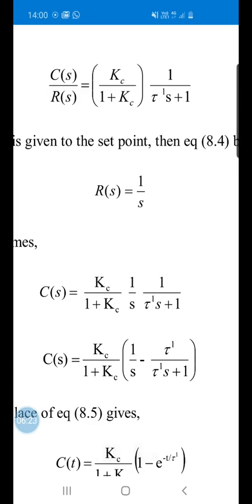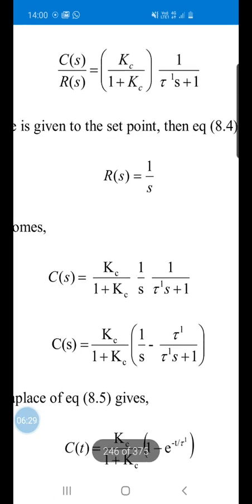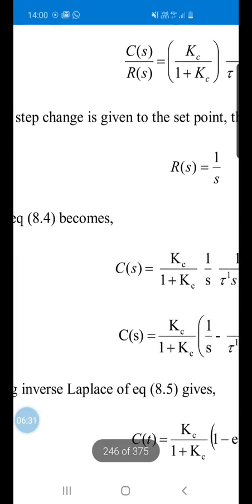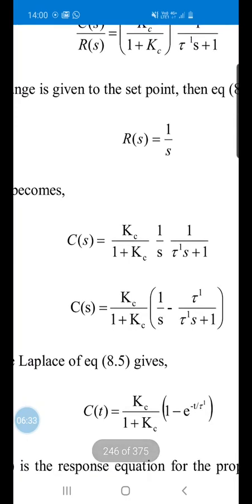C of s becomes Kc upon 1 plus Kc into 1 by s into 1 upon tau dash s plus 1. So now you have to solve this equation by partial fraction. Otherwise, you can directly write this unit step change for a first order system like the next derivative, next term, next equation: Kc upon 1 plus Kc is equal to bracket 1 upon s minus tau dash upon tau dash s plus 1, bracket complete.